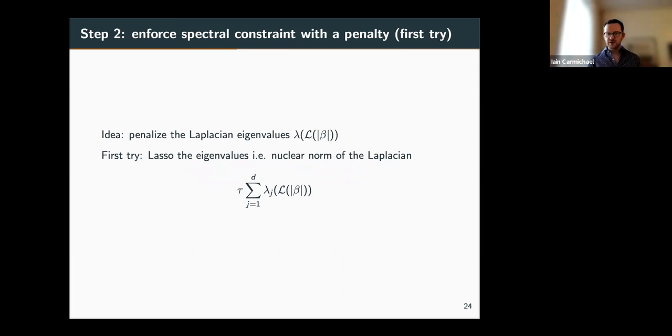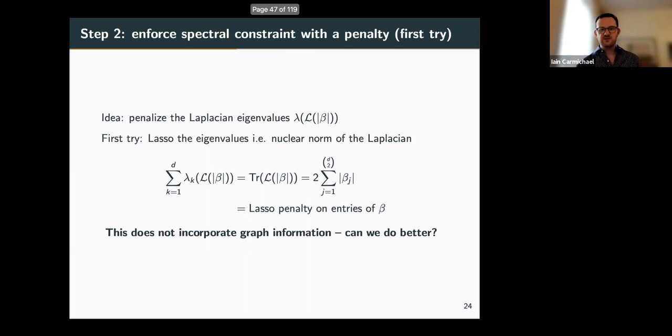Okay, so step 2. Well, the most obvious thing to do is just penalize the sum of the eigenvalues. Lasso the spectrum of the Laplacian, right? For example, we might be familiar with the nuclear norm, which is a way of inducing sparsity on singular values. The nuclear norm basically does this, penalizes the sum of the eigenvalues. But there's a problem.